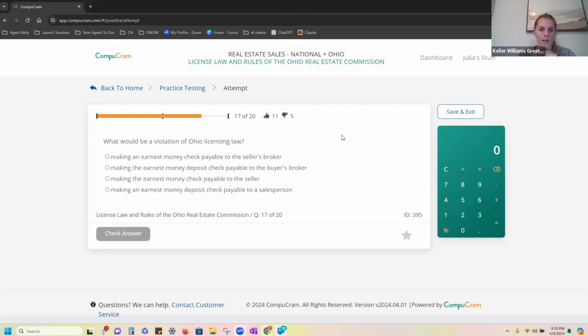All right. What would be a violation of Ohio licensing law? A, making an earnest money check payable to the seller's broker. B, making an earnest money deposit check payable to the buyer's broker. C, making the earnest money check payable to the seller. Or D, making an earnest money deposit check payable to the salesperson. What would be a violation of Ohio licensing law?